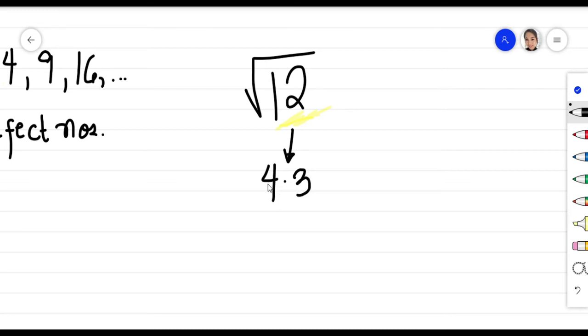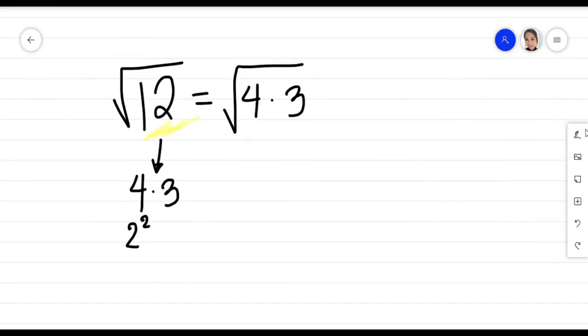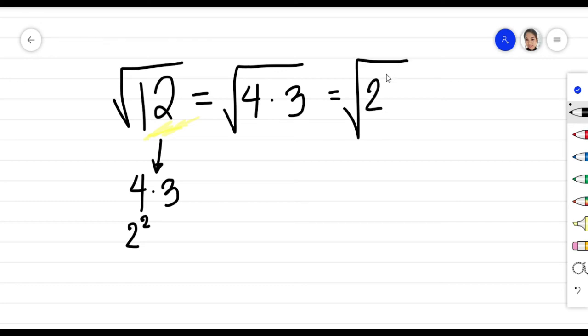We know that 4 is 2 squared. So 4 is a perfect number. Now we will replace square root of 12 by 4 times 3. Then we will replace the perfect number with 2 squared. By the way, do not forget the positive and negative sign outside the square root. So positive and negative, square root of 2 squared times 3.